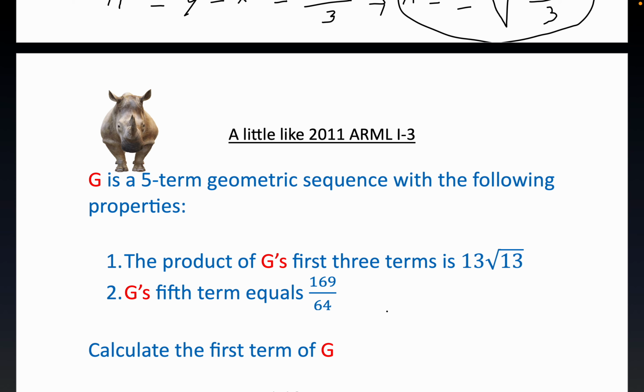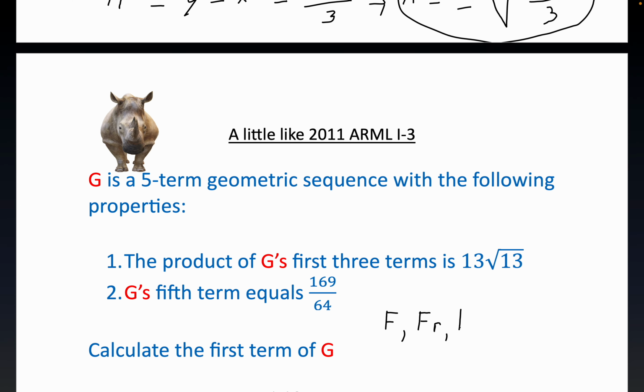Hey everybody, today we have a five-term geometric sequence with a couple of properties. Let me write down what we mean by that. We'll say f is the first term, and that's what we're looking for, folks. We're looking for the first term f. But a geometric sequence is related by something called the common ratio, because the ratio of successive terms is always constant.